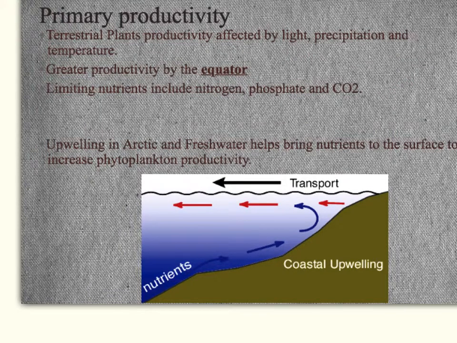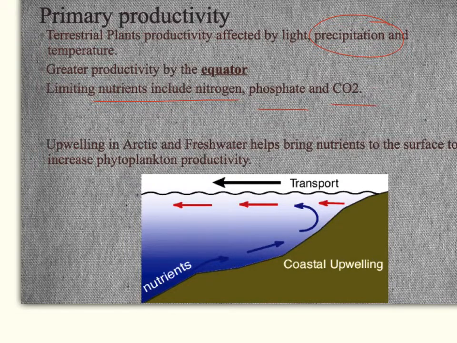So, continuing with primary productivity, for terrestrial plants the things that affect whether they can produce more biomass are light, precipitation, and temperature. And we've studied how precipitation is water, which we need in order for photosynthesis to produce energy for that plant to grow. We know that productivity is greater by the equator. If you think about the equator, there's plenty of sunlight available to drive photosynthesis. Things that limit productivity would be nutrients like nitrogen, phosphate, and carbon dioxide.